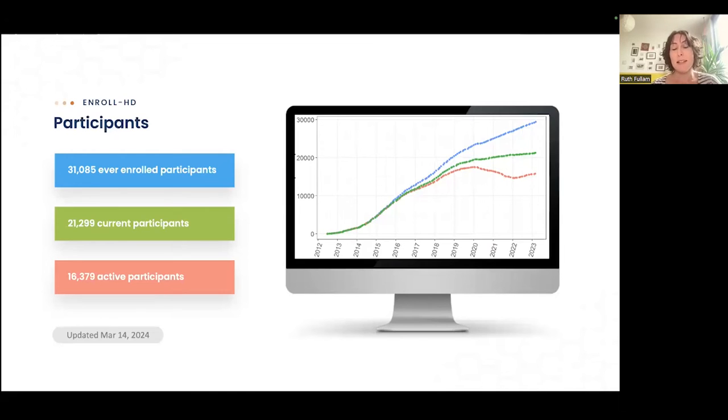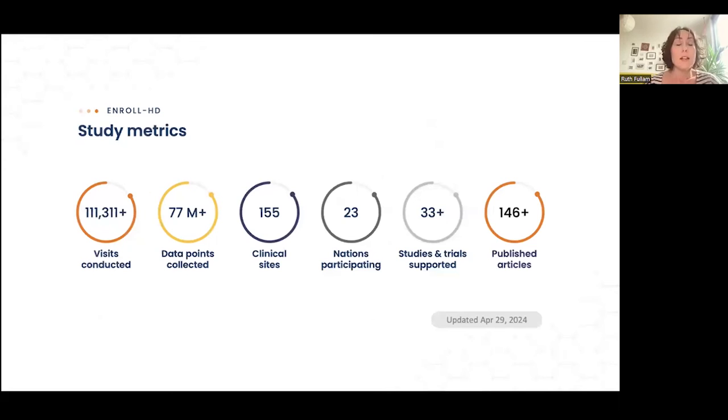And just over 16,000 are active participants. So those are people who have been back for a study visit in the last 2 years. We have conducted over 111,000 visits and have collected over 77 million data points. We're active in 155 clinical sites over 23 nations, and we're really pleased and proud to have supported over 33 studies and trials.